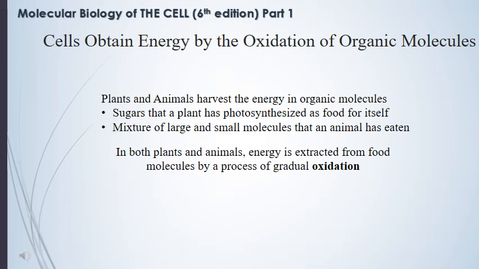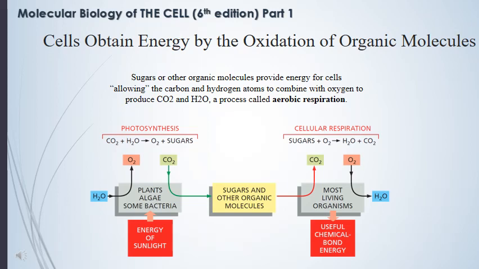Now, oxidation is a very interesting reaction. It's basically burning. An explosion of TNT is also oxidation. Burning wood is also oxidation. Now, we know both of them result in release of an extraordinary amount of energy. In biological systems, a gradual oxidation means that we can actually harvest that energy to actually do good. So cells obtain energy by oxidizing organic compounds, organic molecules.